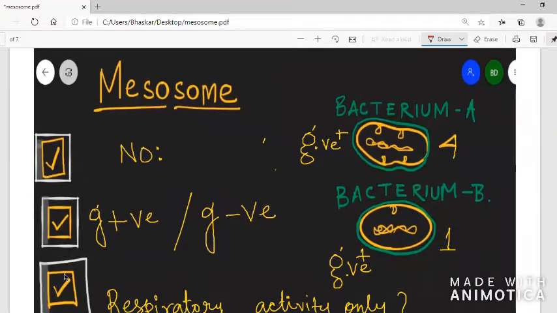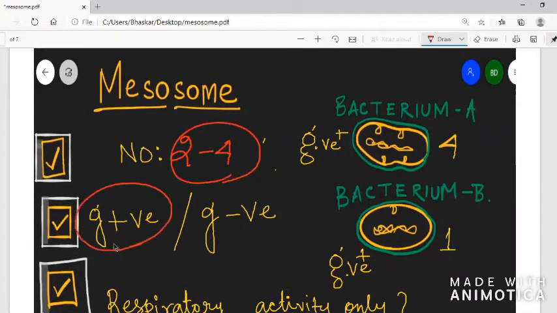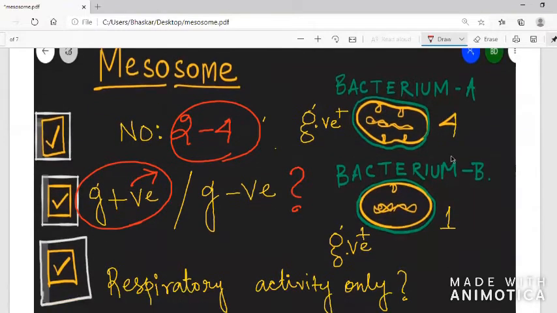Mesosomes are normally 2 to 4 in number, but that is mostly in gram-positive bacteria. The presence of mesosomes confirms one more criterion, that they are not found in gram-negative bacteria. So there is still the question, is it an artifact or a fact? Mostly gram-positive bacteria show the structure, and importantly, suppose you take bacteria A and B, with the first having 4 mesosomes and the second only 1. You can say that in bacterium A the respiratory activity and cellular metabolism are higher than in bacterium B.